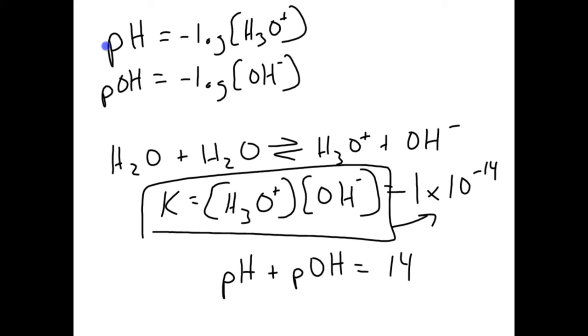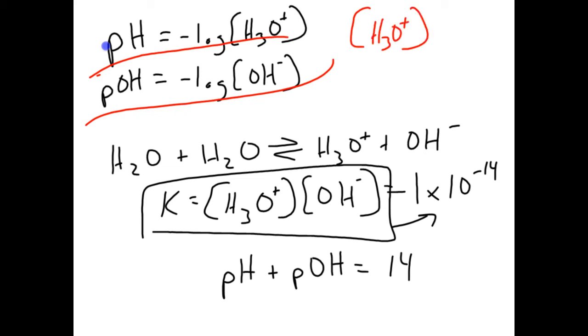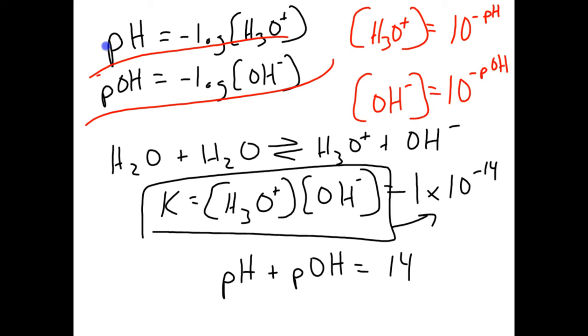We can also take the inverse of these two equations. If I want to know the H3O plus, I can do the inverse, which is 10 to the negative pH, and the inverse for the OH minus is 10 to the negative pOH. Those things can help a ton if you know how to do them. So let's take a look at a few of these. I assigned problems 1, 2, 4, and 11.